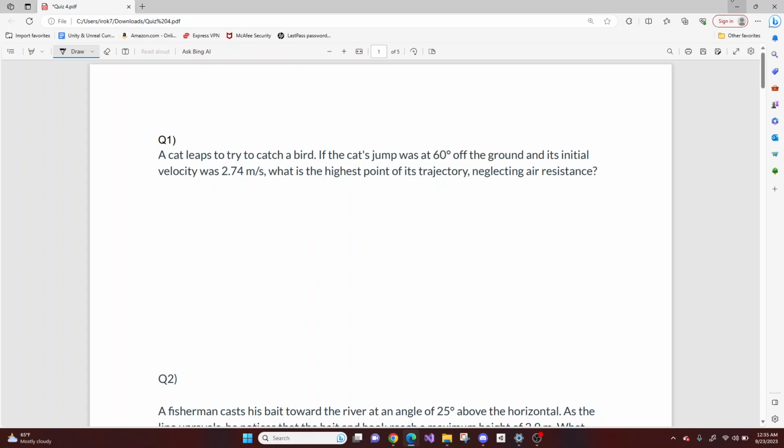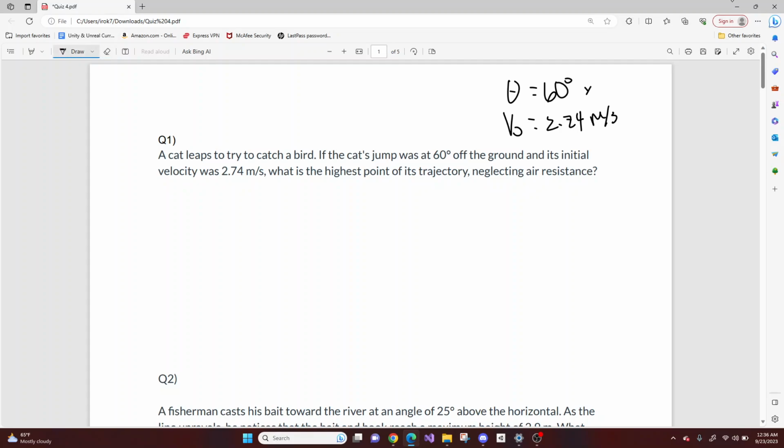Well, this question actually gives you quite a lot. And the first step in order to know how to solve it is knowing what we're given. We're given theta, which is 60 degrees, and we know it's with respect to x because it's off the ground, and we're given our initial velocity, which is our v naught, and it's just going to be 2.74 meters a second. It's always important to write our units just so we don't forget. Let's go ahead and actually solve for this and figure out how we're going to do it.